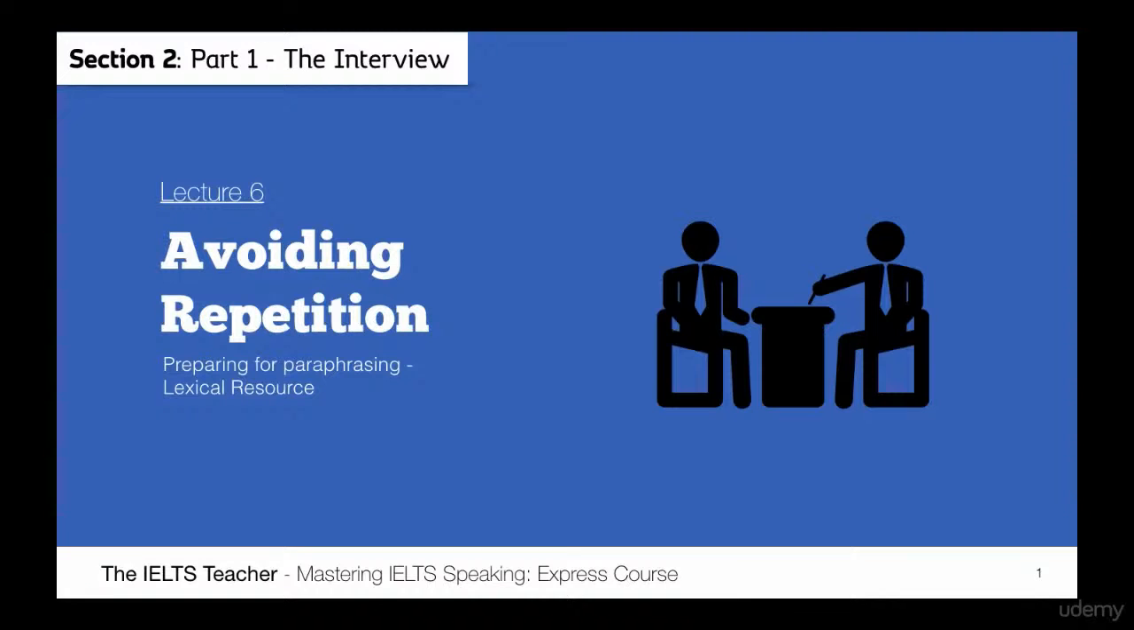In the previous lecture we talked about getting off to a good start, and that's very important for confidence, which in turn gives us our fluency and coherence, which is 25% of the band descriptors. Another 25% of the band descriptor score that you get will be for lexical resource, and that's what we're going to focus on in this lecture.